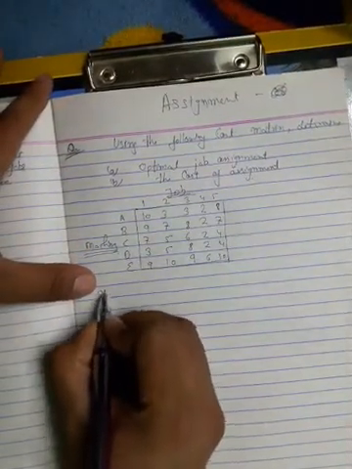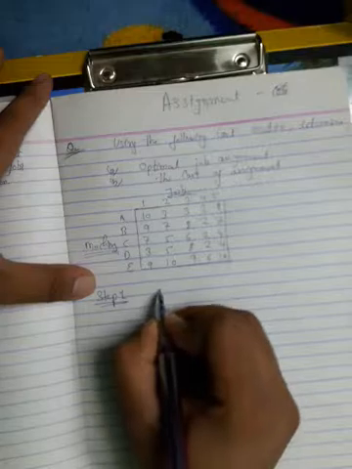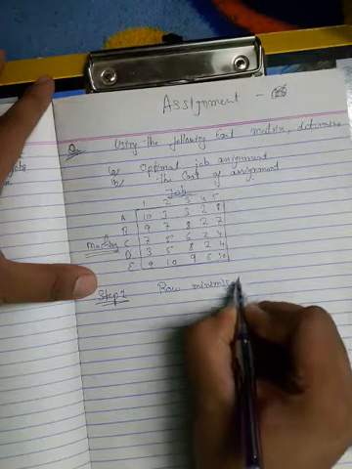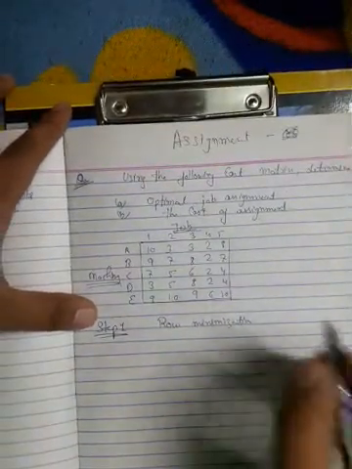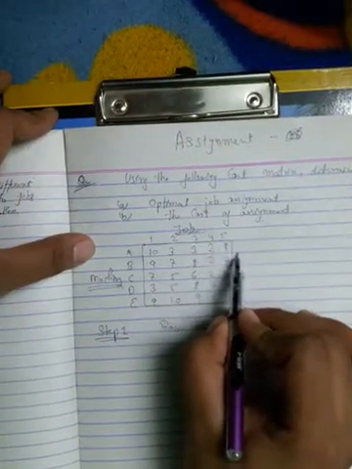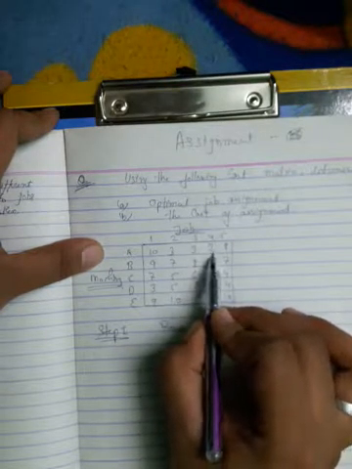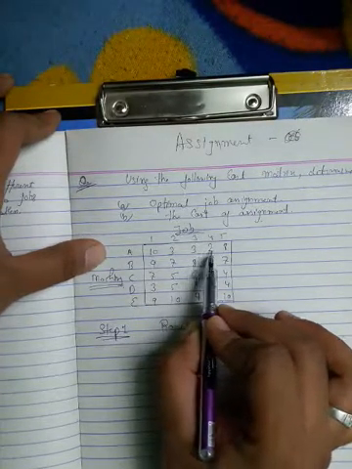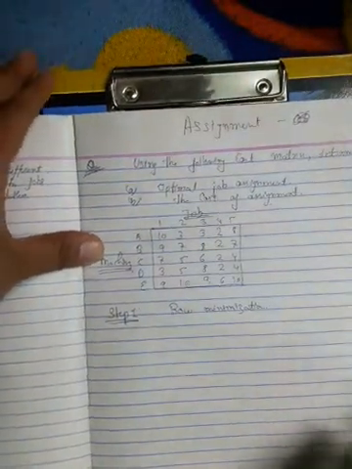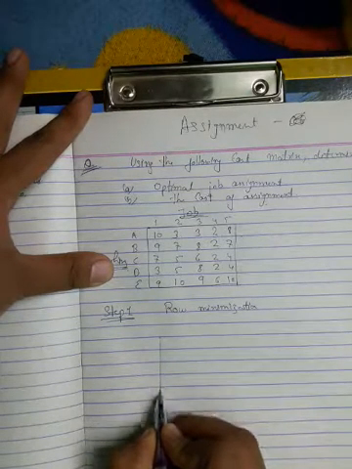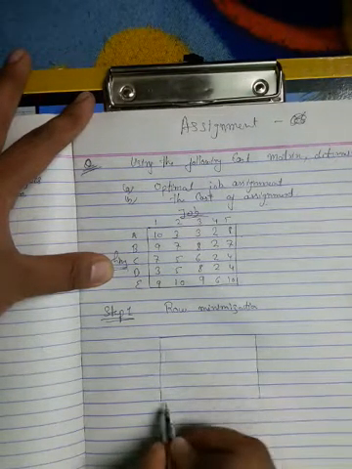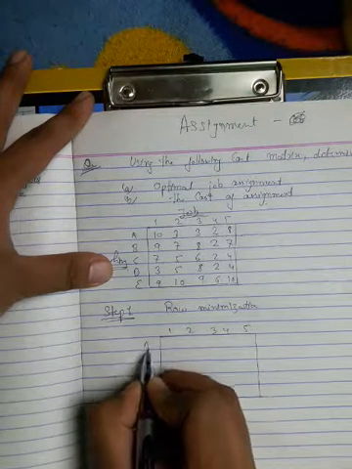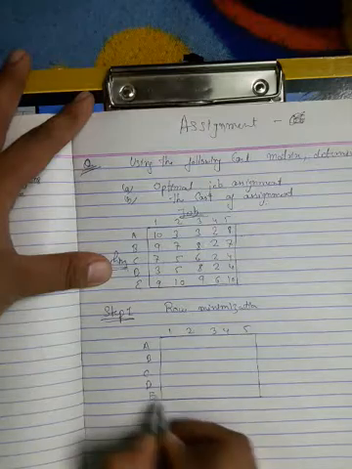Okay, first, step 1. Step 1 is row minimization. In this step we find the minimum value from each row, and from that minimum value we subtract the elements of that row. So let's do that. First make the format of the matrix: 1 2 3 4 and 5, and here it is A, B, C, D and E.